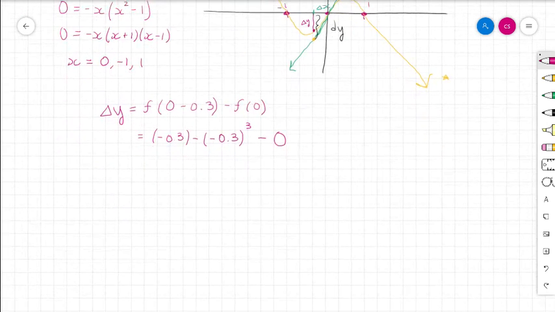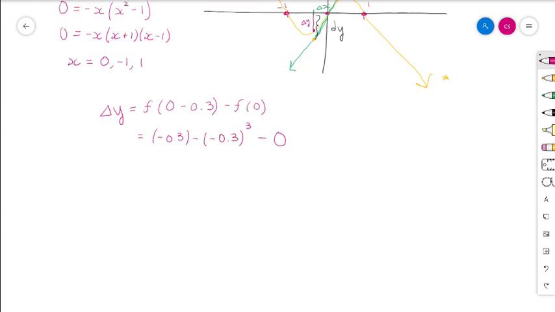All right, so throw that in the calculator. And we're going to get -0.273. Okay, so there you go. And that's what your delta y is. Put that in a little box. Okay, and now we want to find dy.